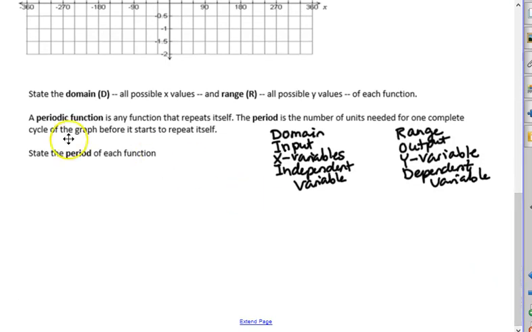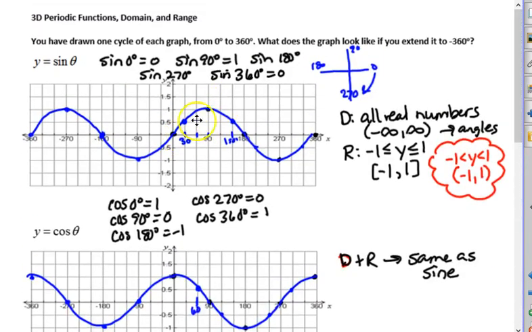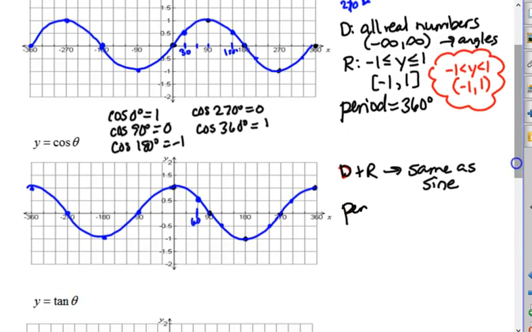Now the other thing I want to define, it says we have down here a periodic function. A periodic function is any function that repeats itself. The period is the number of units needed for one complete cycle of the graph before it starts to repeat itself. So if we go up here, we see that sine repeats itself. Here is one complete curve, and then it repeats itself. Here is one complete curve of cosine, then it repeats itself. So how many units does it go before it starts to repeat itself? Well, in this case, it's 360 degrees. So the period is equal to 360 degrees. Same thing for cosine.